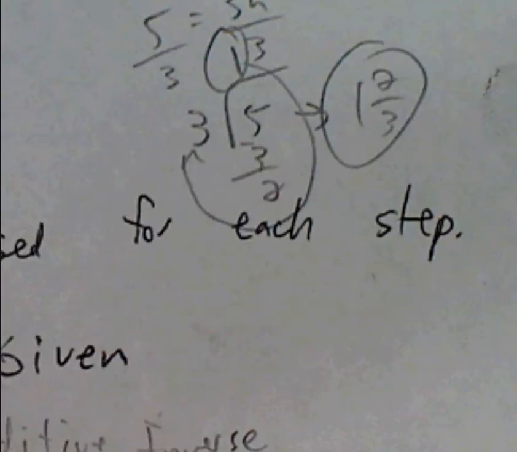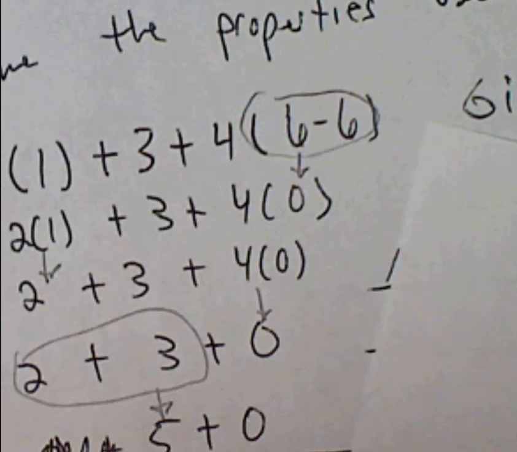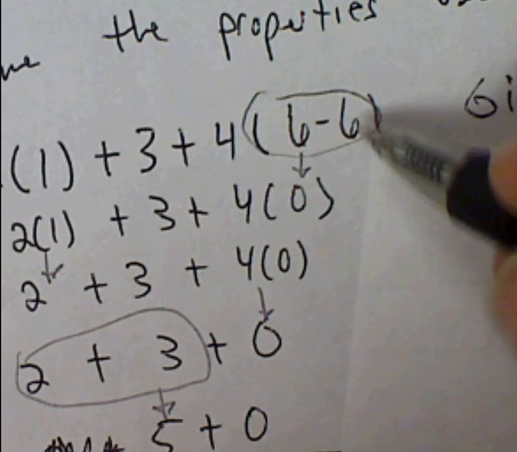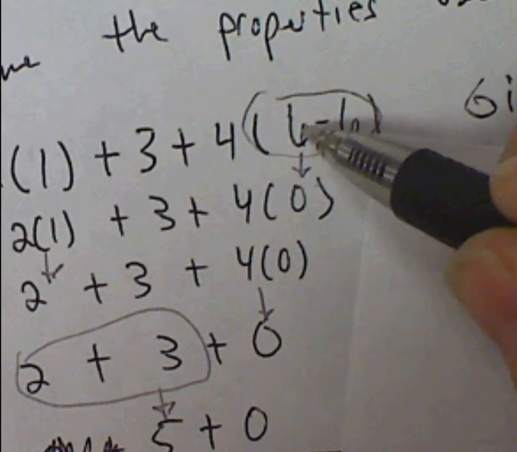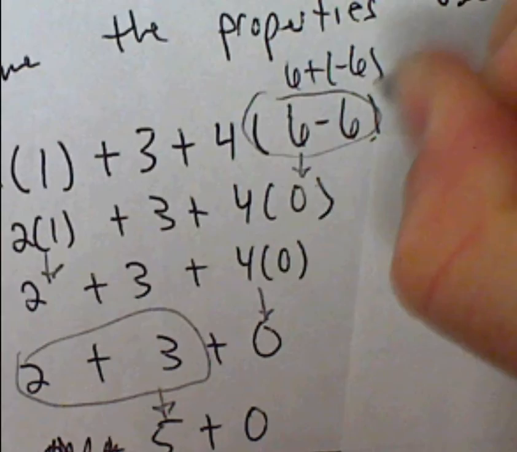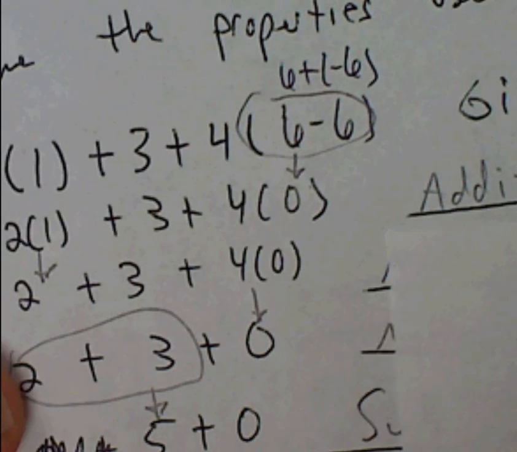The last problem. So, here we go. How I did this is, I noticed that 6 minus 6 gives me 0. Anything subtracted from itself, or this could be 6 plus negative 6. So this would be the additive inverse.